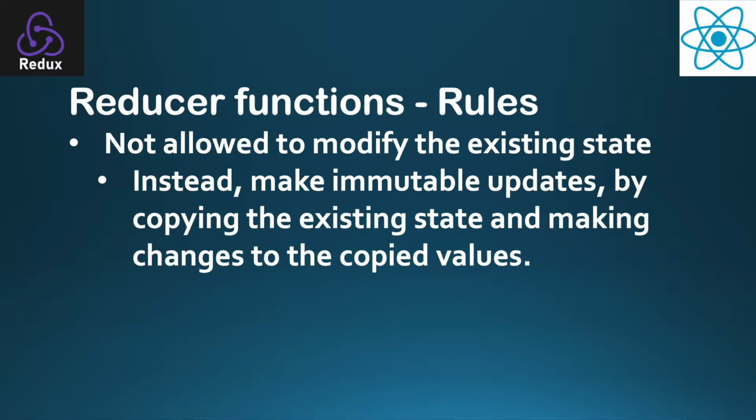The second important rule is that we are not allowed to modify the existing state. So the existing state should not be modified. Instead, make immutable updates by copying the existing state and making changes to the copied values. This is a very critical requirement and we should always keep that in mind.